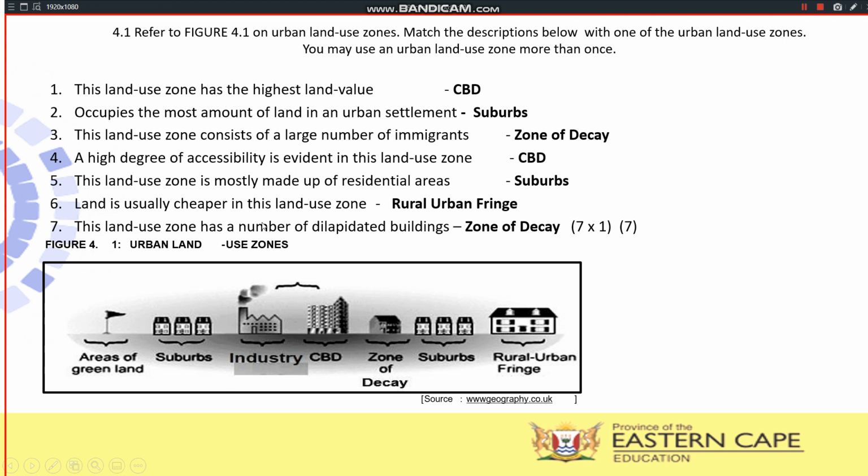This land use zone has a number of dilapidated buildings. It's called the zone of decay. And in this instance, this question was 7 marks. So can you see, learners, these are questions where you can score marks very, very easily. So please make sure that you go through all your previous question papers again.